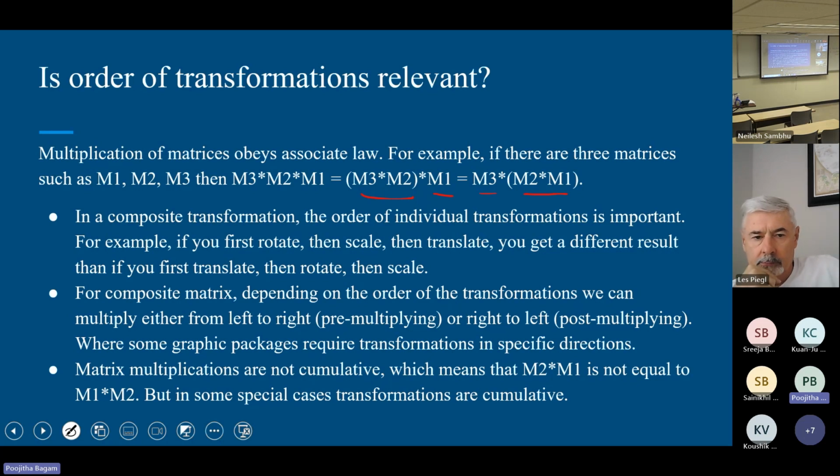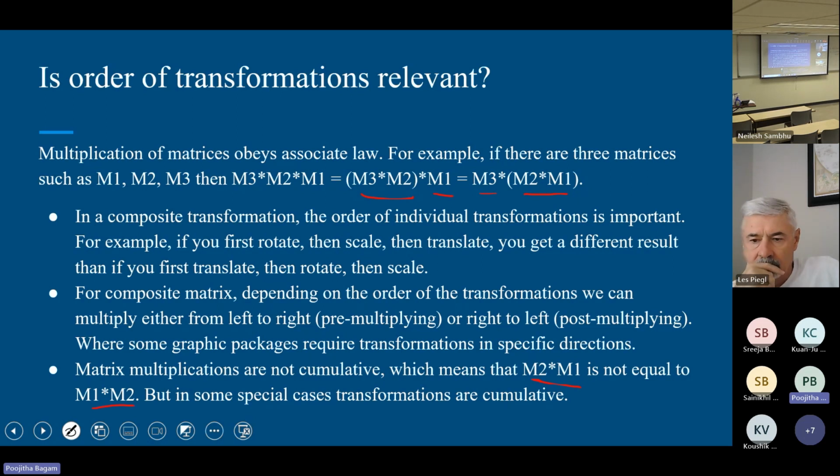In a composite transformation, the order of individual transformations is important. For example, if we first rotate, then scale, then translate an object, we get a different result than if we first translate, then rotate, and then scale an object. So, for a composite matrix, depending on the order of transformation, we can multiply either from left to right or right to left. But we need to first fix the order of transformations. And when performing the matrix multiplications, we need to consider that matrix multiplication is not commutative, which means the product of M2 and M1 is not equal to M1 and M2.